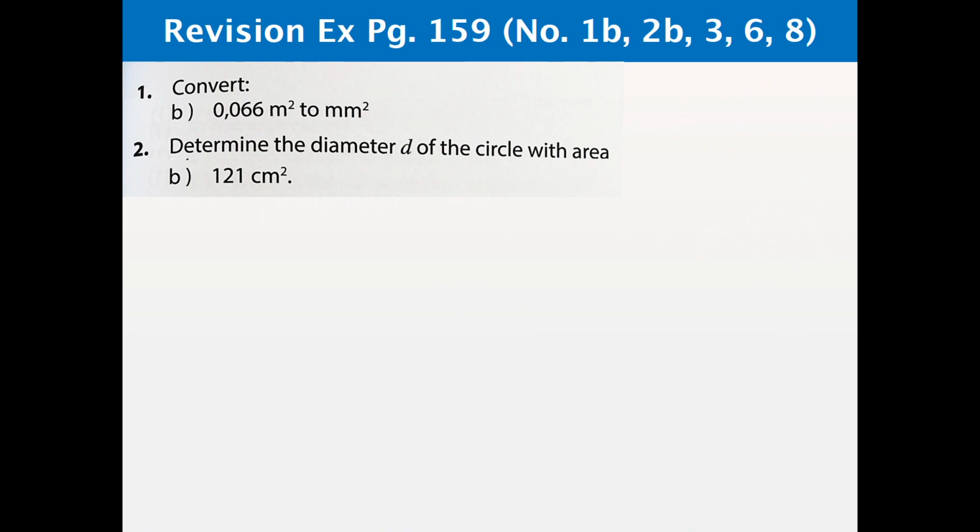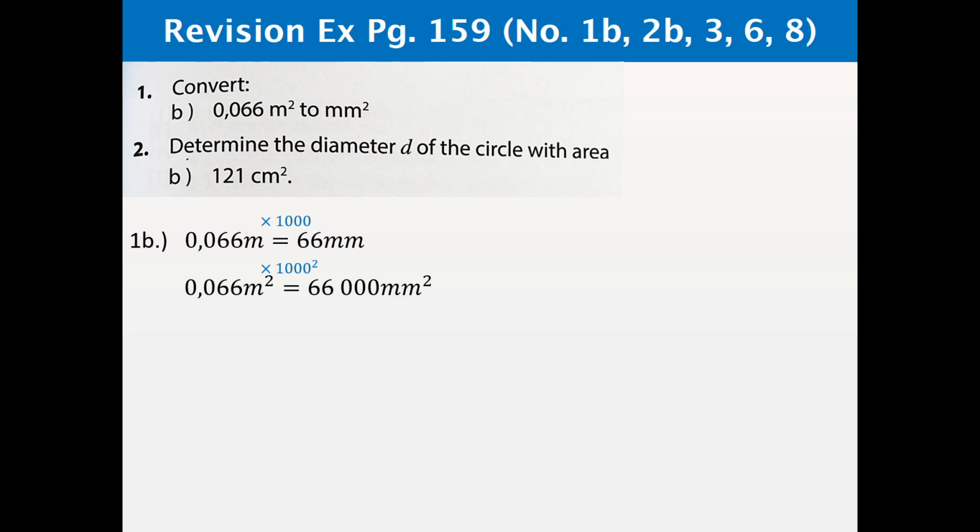So convert 0,066 meters squared to millimeters squared. Okay, so let's just ignore the squares for a minute and imagine I'm only converting meters to millimeters. Alright, I know that if I'm converting meters to millimeters, I just times by 1,000 because there's 1,000 millimeters in a meter. Okay, so if I want to convert meters squared to millimeters squared, I need to times by 1,000 squared. That's it.